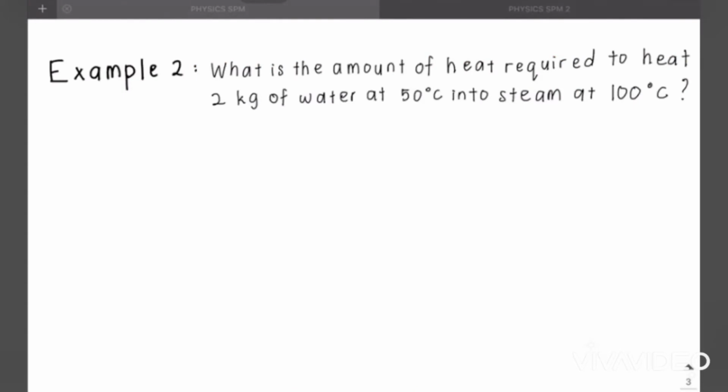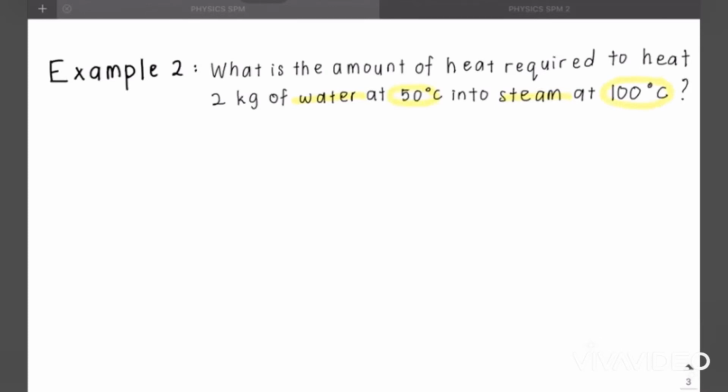Okay, let us try example 2. What is the amount of heat required to heat 2 kg of water at 50 degrees Celsius into steam at 100 degrees Celsius? Okay, as I have said earlier, you need to really understand the question. In this question, it involves two states of matter, which is water and steam. Water at 50 degrees Celsius and steam at 100 degrees Celsius.